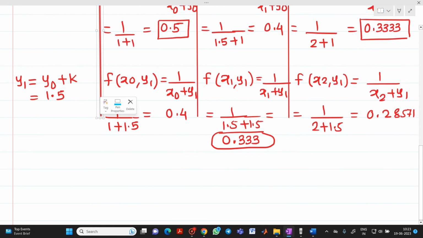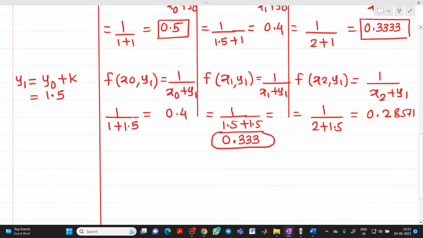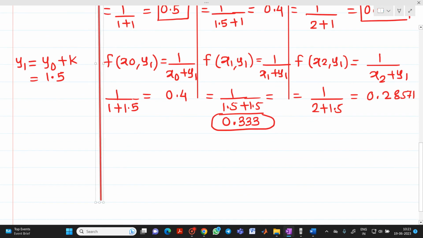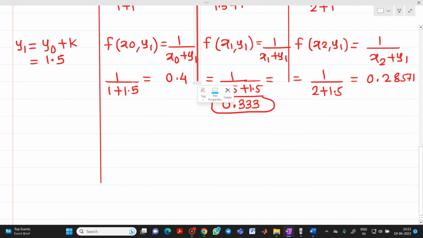Okay, so let me extend this. If it is possible, let me extend. Yes, it is possible. So I am going to extend this so that we will be able to write all the values within the table.